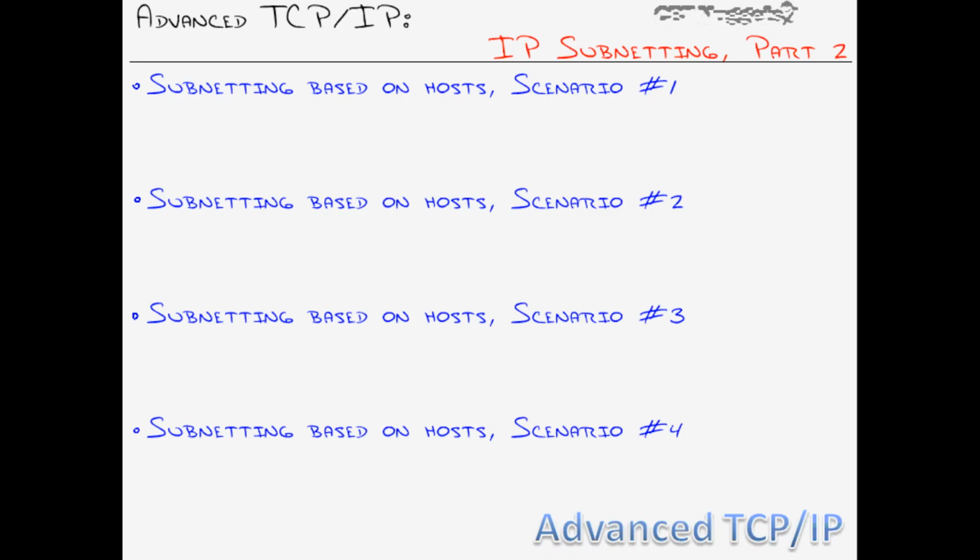What we're going to do is build on the foundation that we laid in part 1, which was the 3 steps of subnetting based on the number of networks, as in we had the number of networks that we needed and figured out our subnets from there. Well, this video changes that scenario a little bit, flipping it on end and saying we're going to subnet based on the number of hosts rather than the number of networks.